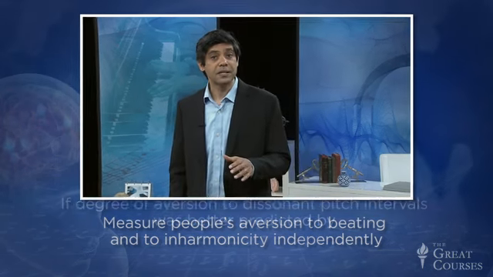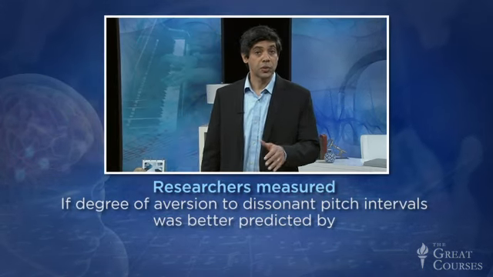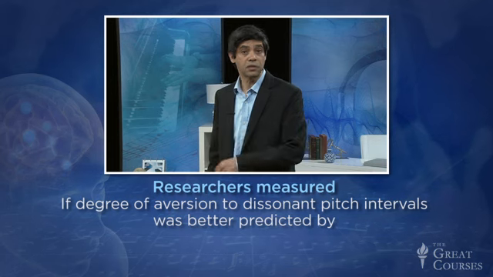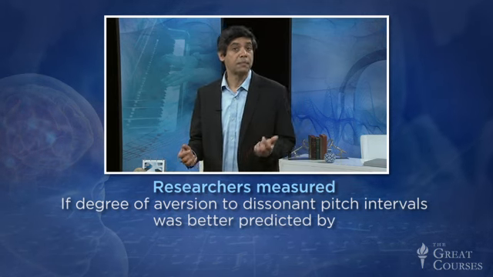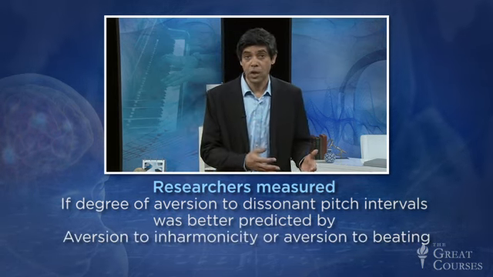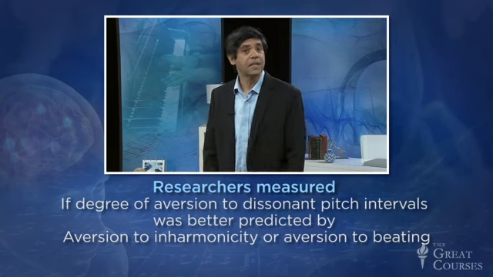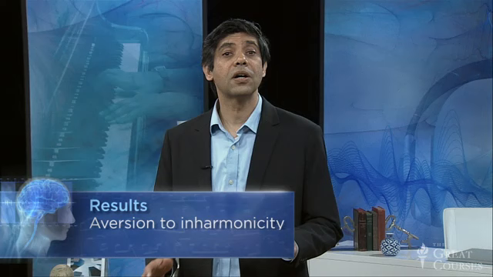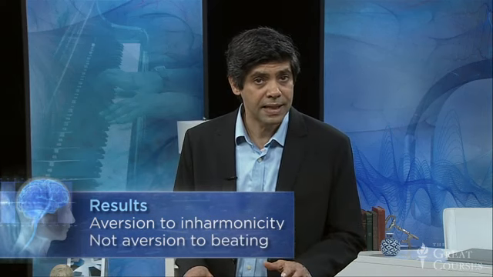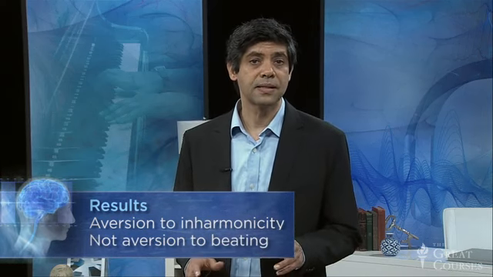After doing these measurements, the researchers measured if people's degree of aversion to dissonant pitch intervals was better predicted by their aversion to inharmonicity or their aversion to beating. The results were surprisingly clear. It was aversion to inharmonicity, not aversion to beating, that predicted people's musical consonance and dissonance ratings. But why does that matter?